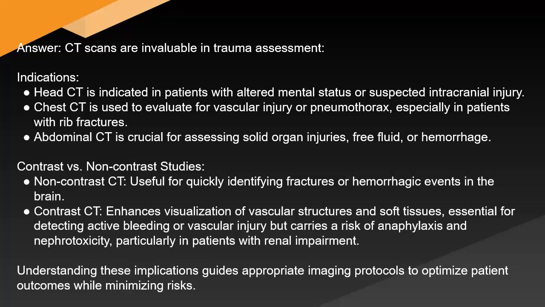Chest CT is used to evaluate for vascular injury or pneumothorax, especially in patients with rib fractures. Abdominal CT is crucial for assessing solid organ injuries, free fluid, or hemorrhage. Contrast versus non-contrast studies. Non-contrast CT is for quickly identifying fractures or hemorrhagic events in the brain. Contrast CT enhances visualization of vascular structures and soft tissues, essential for detecting active bleeding or vascular injury, but carries a risk of anaphylaxis and nephrotoxicity, particularly in patients with renal impairment. Understanding these implications guides appropriate imaging protocols to optimize patient outcomes while minimizing risks.